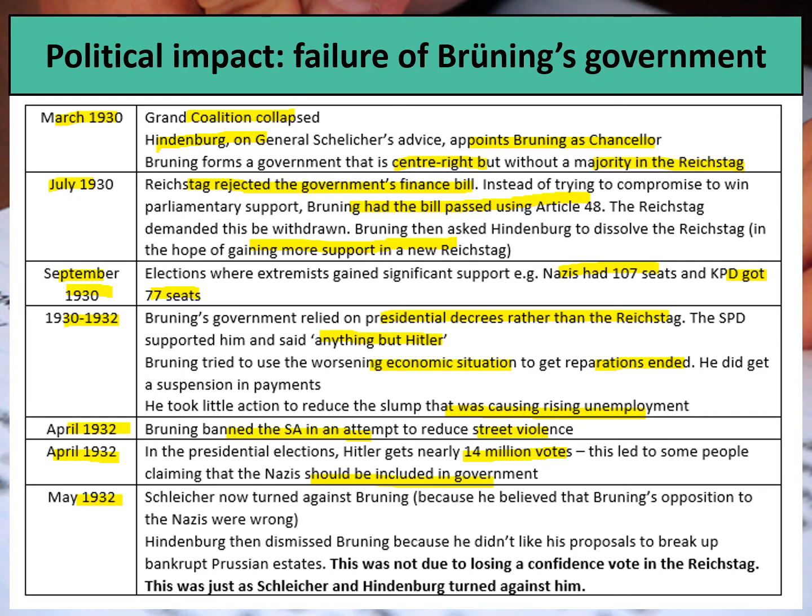So far, it's been quite a chaotic chancellorship. We've had him trying to use the Reichstag, failing, calling elections, making the situation worse. He's been involved in trying to ban political uniforms. It's backfired. He's tried to ban the SA in April 1932. And essentially, in the end, that is one of the things that backfires against him and leads to him losing his position as Chancellor.